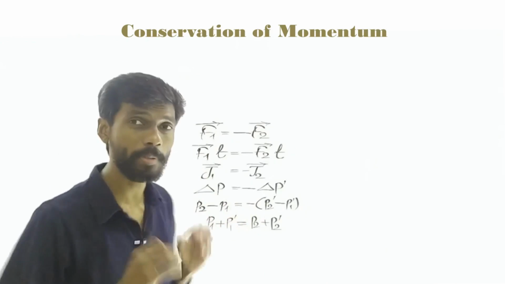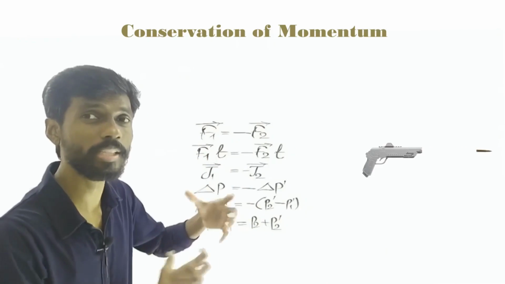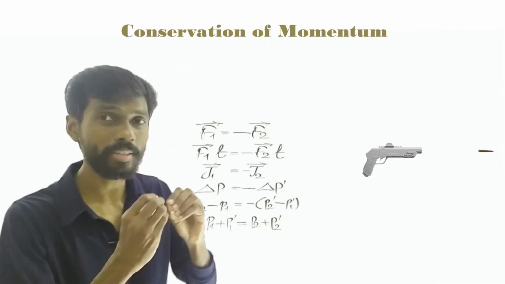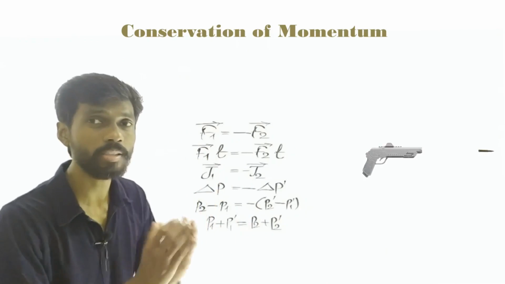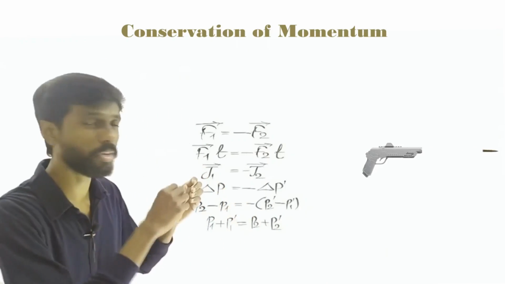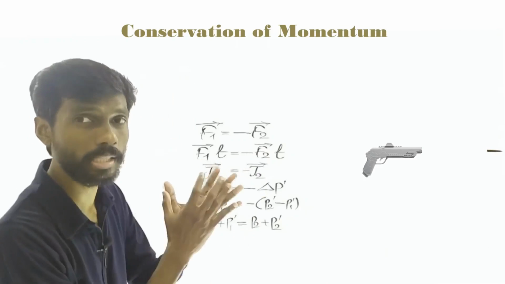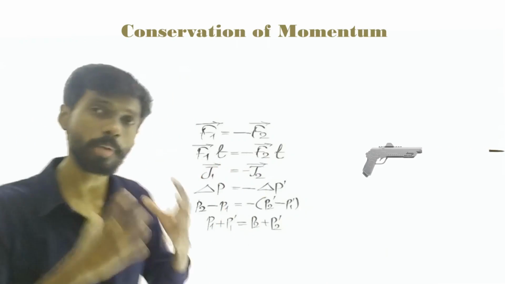Now let's take an example to understand this better. A gun is fired, and the bullet emerges from the gun with a certain speed. Now we will consider this bullet and the gun to be a system. So this system consists of a bullet and gun. There is no external force, only force between the gun and the bullet, so that is an isolated system. So the total momentum is conserved.